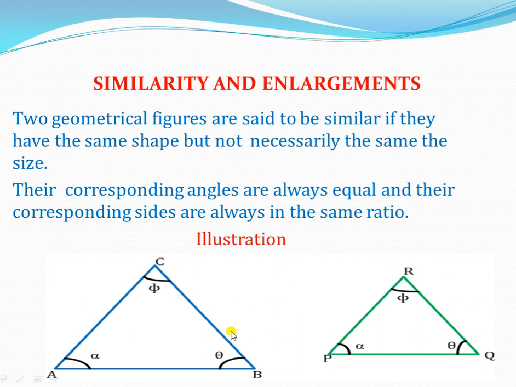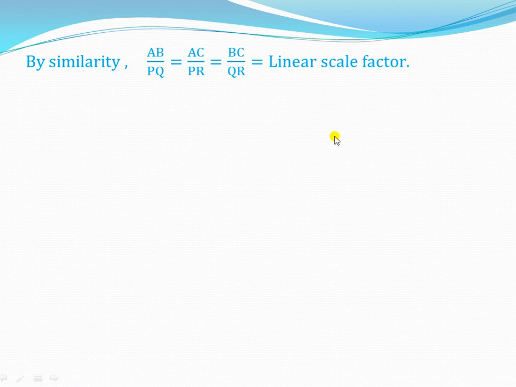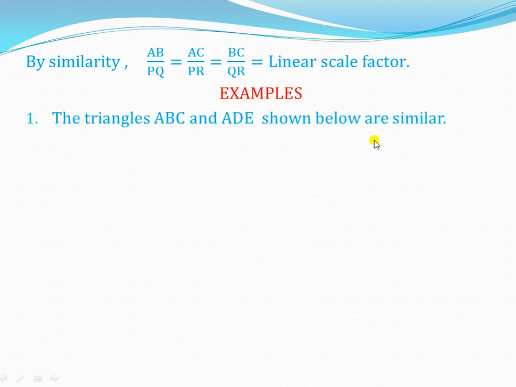Now, what does it mean? It means when I get AB out of PQ, it is as good as getting BC out of QR, and it is as good as getting AC out of PR. So you simply take a ratio of the two corresponding sides. When you do that, you will come up with what we call the linear scale factor. Now, when we go to some examples, we shall try to illustrate that more.